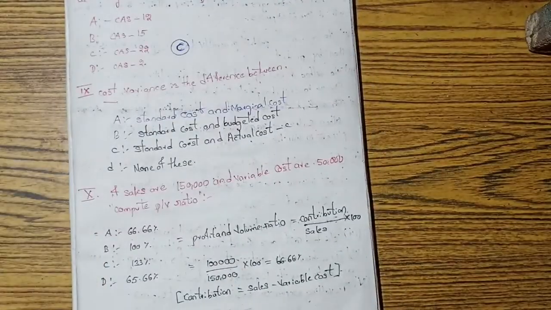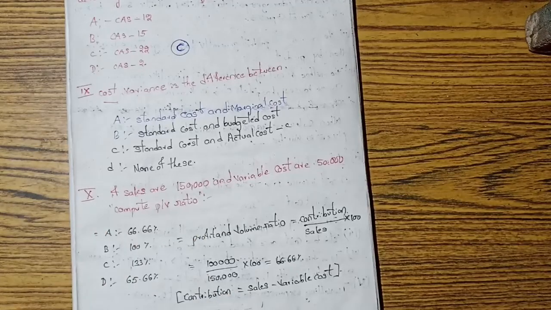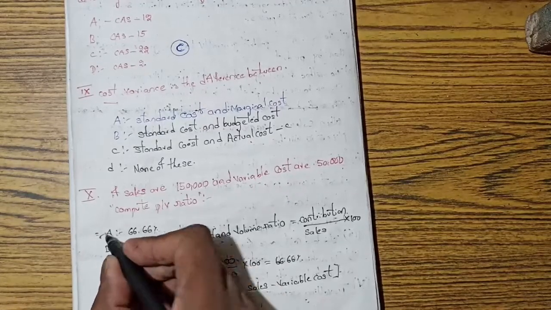Next, if the sales are 1,50,000 and variable costs are 50,000, compute the profit volume ratio. Choose the correct option here. Profit volume ratio equals contribution divided by sales into 100, that is 1 lakh divided by 1,50,000 into 100, that is 66.6%. Contribution equals sales minus variable cost. Applying the formula, we get 66.6%. Option A. Select A.